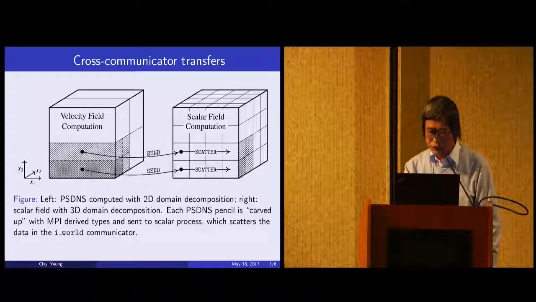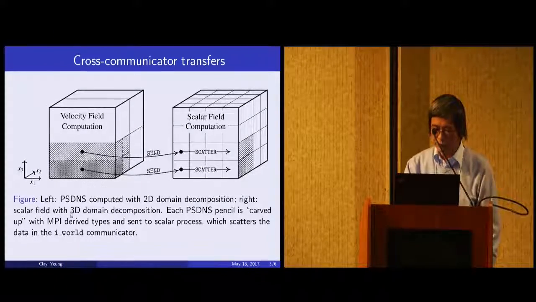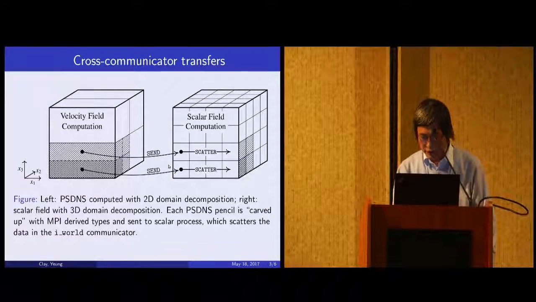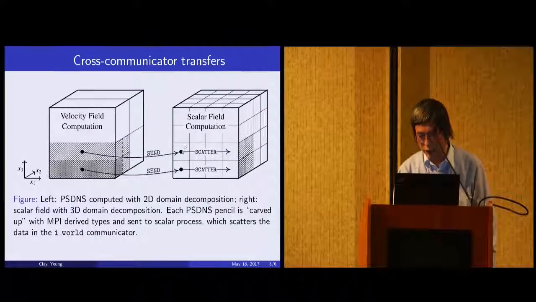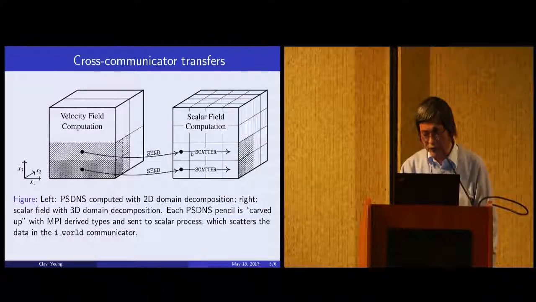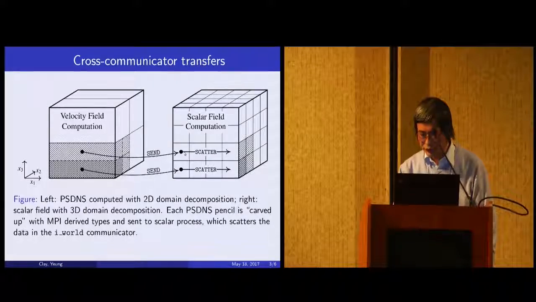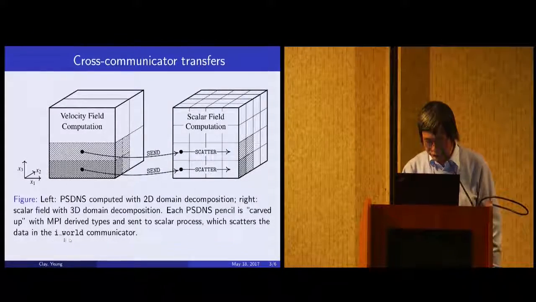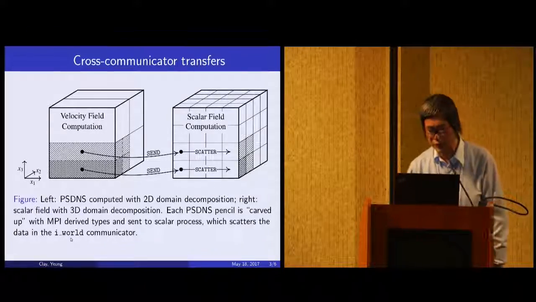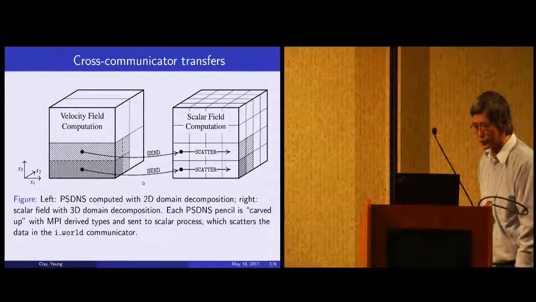And then when we use MPI derived data types to try to simplify the programming, we have it all sent to one particular MPI task that is responsible. This MPI task is going to scatter information among its neighbors along the direction that we refer to as the IO communicator, which is along the X1 direction.